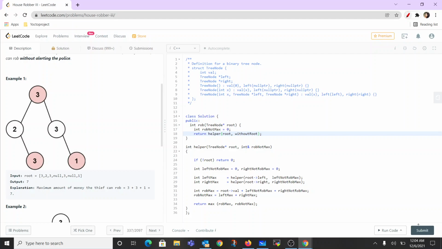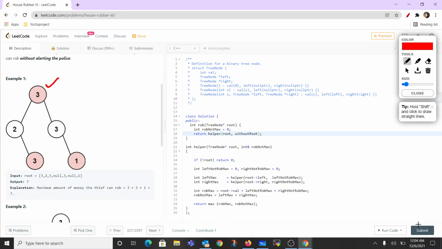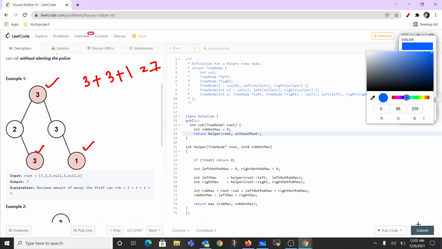We are having this 3, right? So when we choose this 3, we can't choose 2 and 3 because they are directly linked. We can only choose 3 and this one because they are not directly linked, so it will return 7 as the answer. And if I don't choose the root node, then I would simply choose 2 and 3, so it will return 5. But out of these two options, the maximum is 7, so 7 would be returned as the answer.